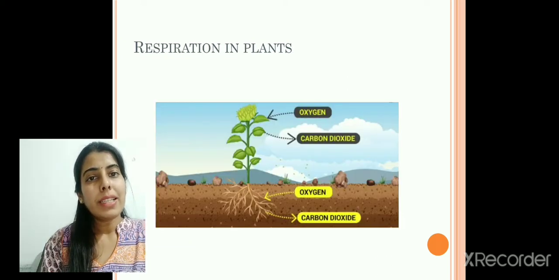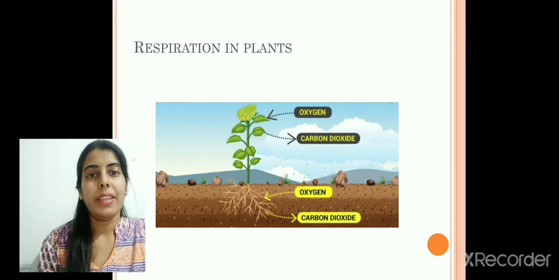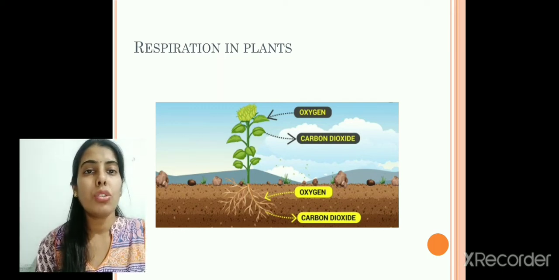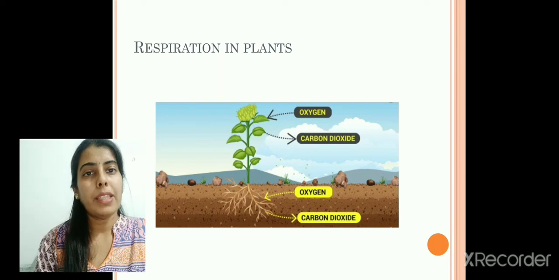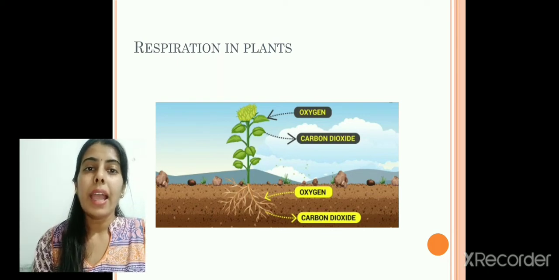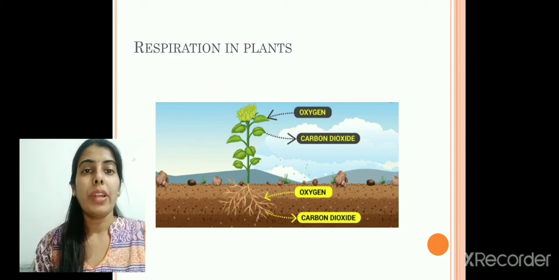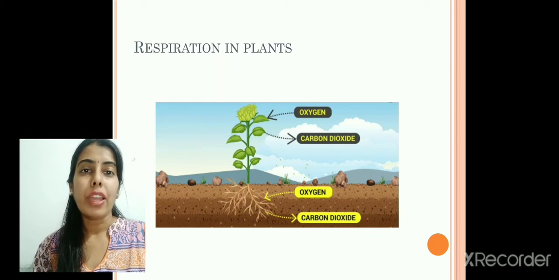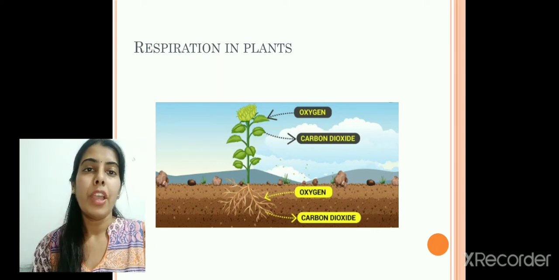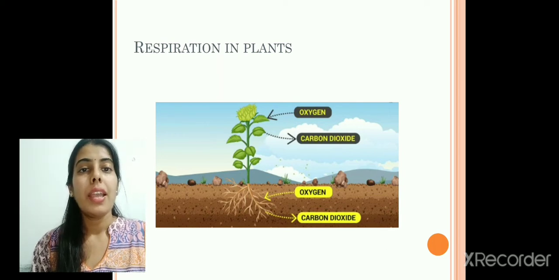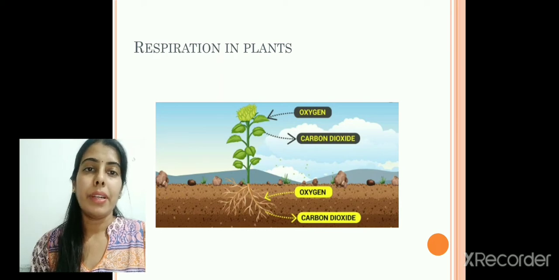Now first we will be discussing respiration in plants. Yes, respiration occurs in plants also. Although we have till now studied that plants produce oxygen by the process of photosynthesis and consume carbon dioxide, plants also do respiration. Whatever food they have synthesized, they have manufactured, they need to release energy out of it. And this process of release of energy is called respiration. For this process, even the plants require a small amount of oxygen. Yes, and they will release carbon dioxide.